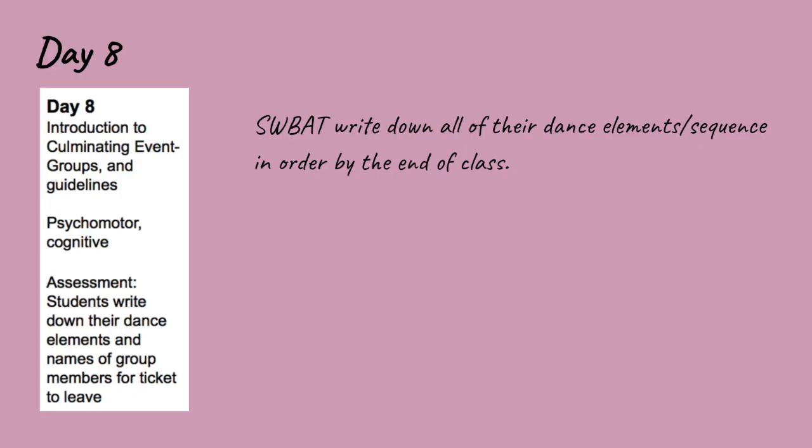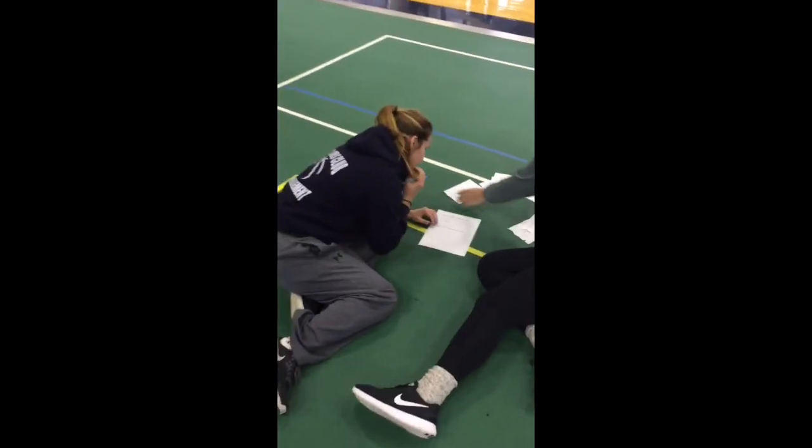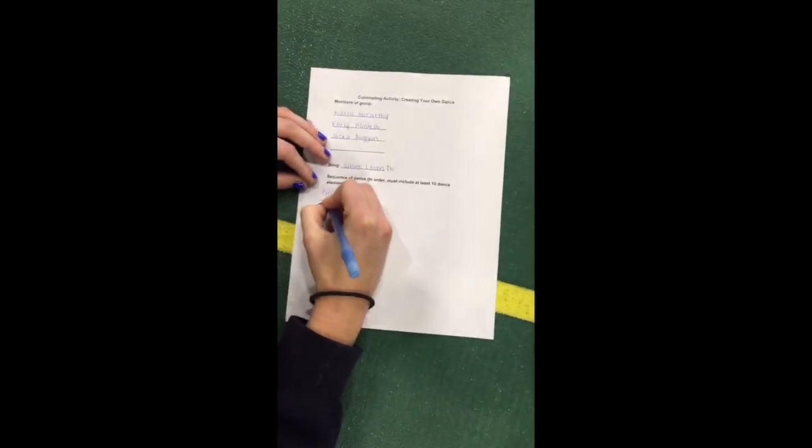Day 8 will be students' introduction into their final project for the unit. Students will be split up into equal groups where they will have to create their own line dance using a variety of 10 cue cards with various dance elements on them. Students will record their group members' names and their 10 dance elements for a ticket to leave.